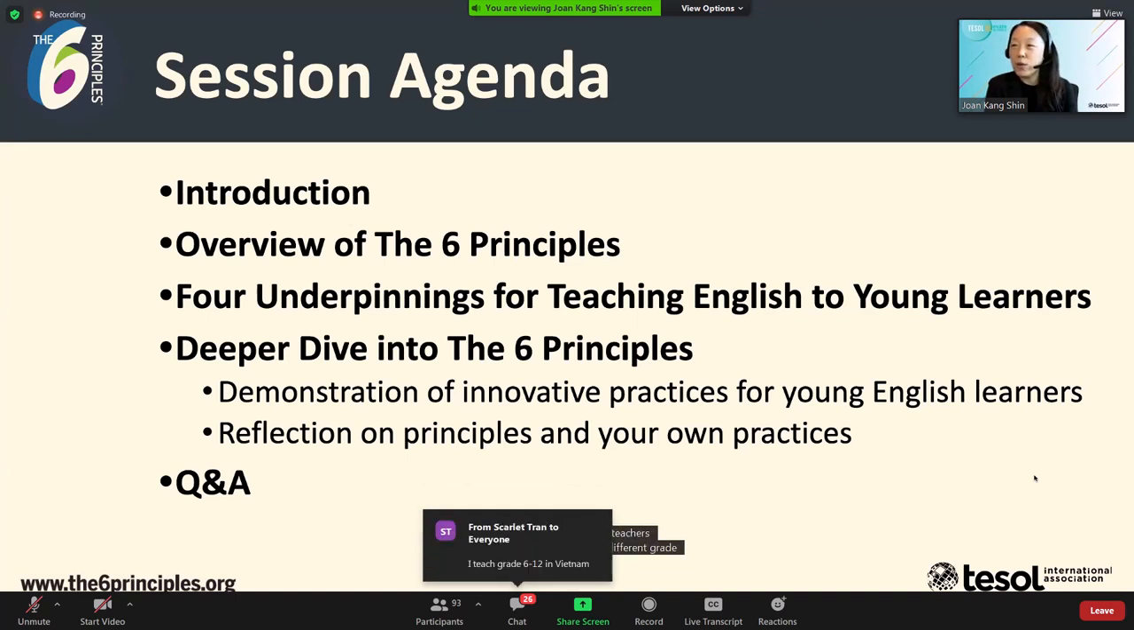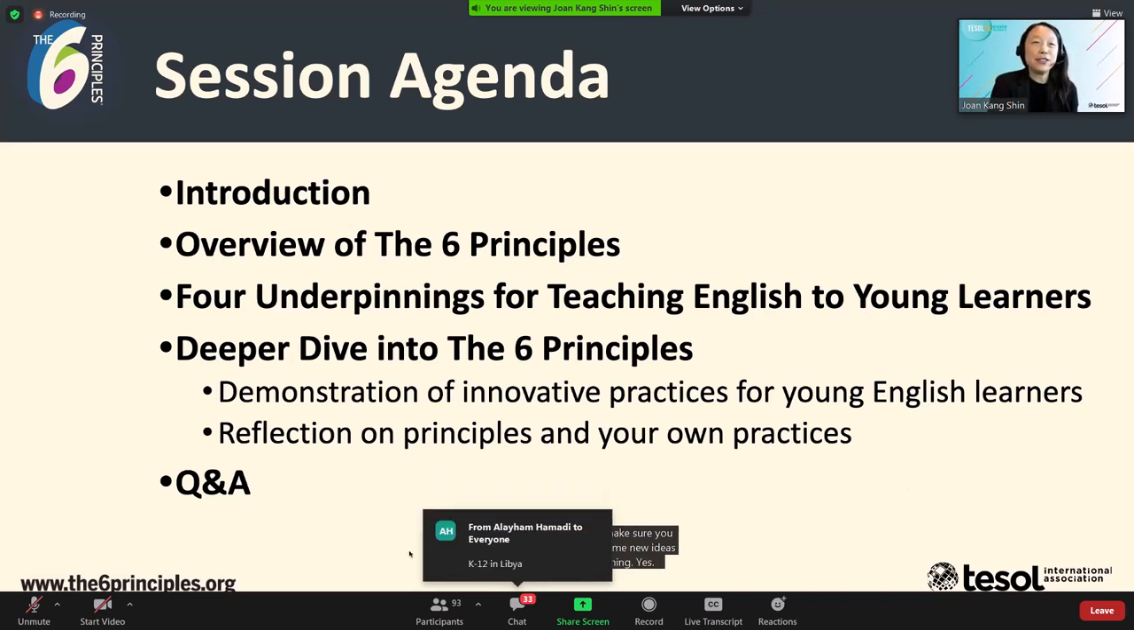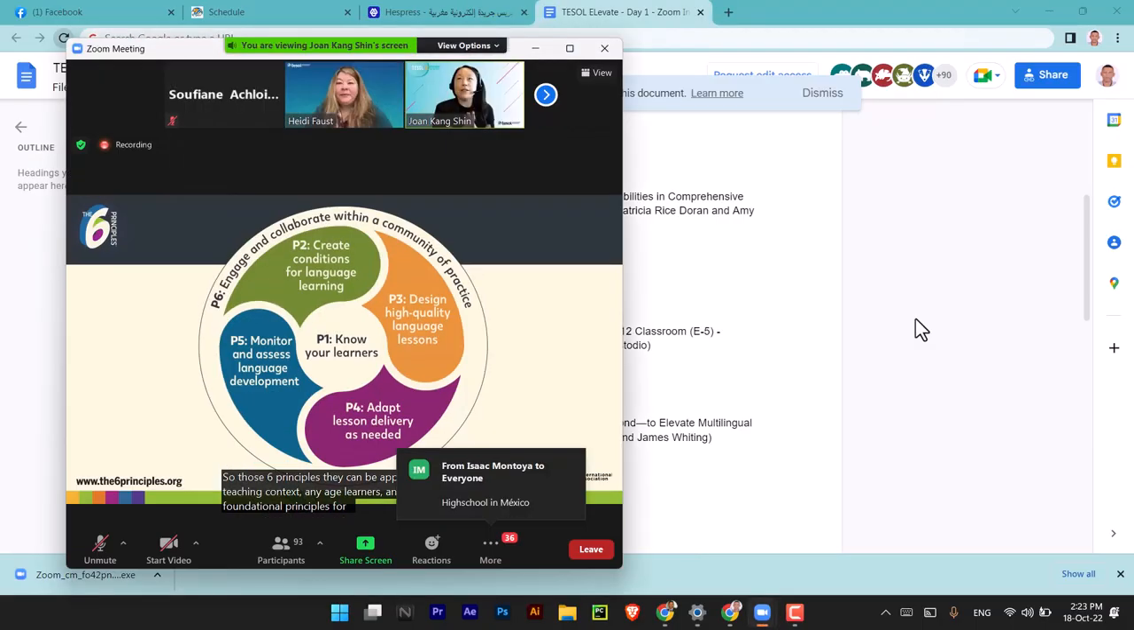All right. Well, we will be trying to make sure you walk away from this session with some new ideas focused on the six principles for teaching young English learners. So, in case you're not familiar yet, let me give just a brief overview of the six principles. Those six principles can be applied to any teaching context, any age learners. And these are the foundational principles for exemplary teaching of English learners.